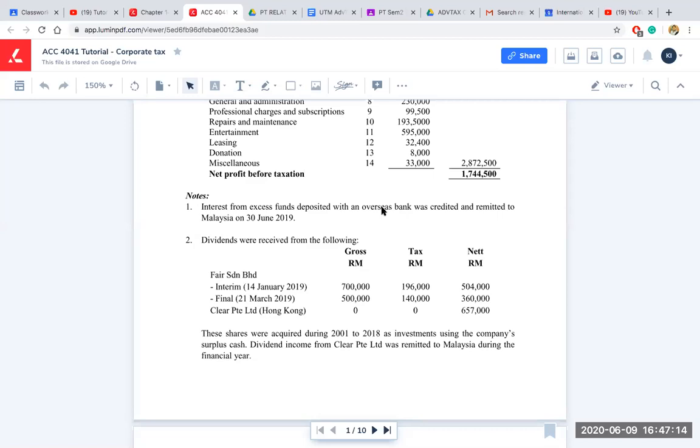But from the Hong Kong one, itu exam. Sorry. Itu exam. Why? Because it's not taxable, because exempted foreign source income. Can you see the difference between final dividend and exam dividend? Dalam textbook, of course, tak mana-mana pun aku buat exam. But I want you to understand the difference between final dividend and exam dividend.